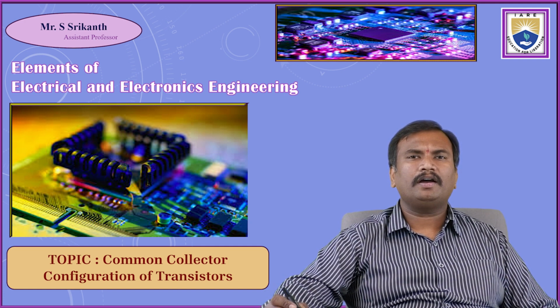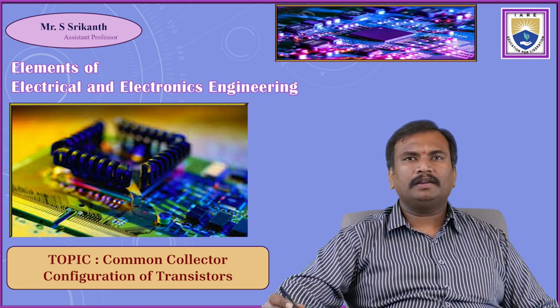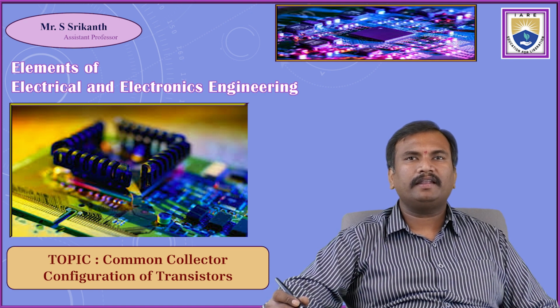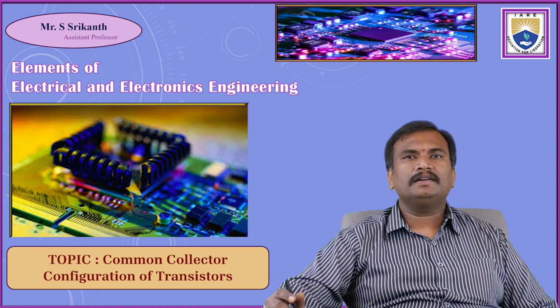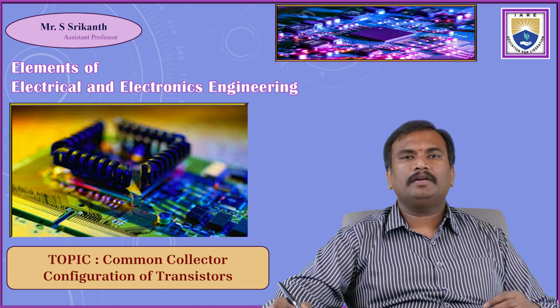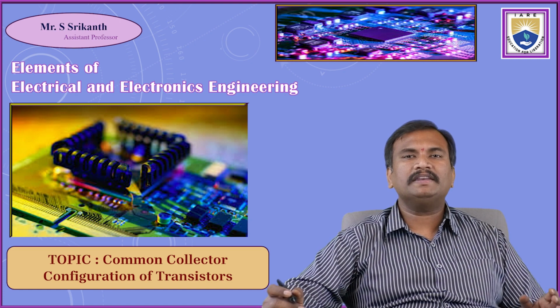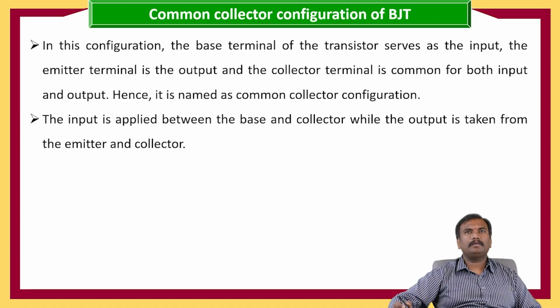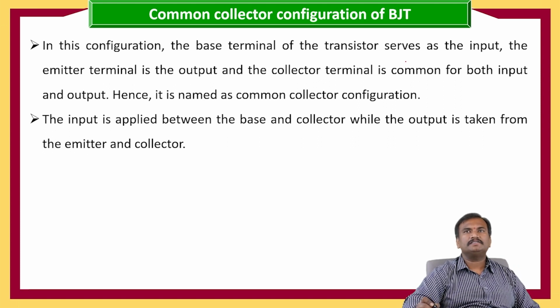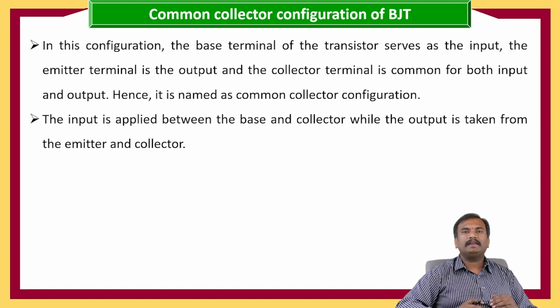In this session, I am going to cover the common collector configuration of transistors. The name itself says that we are making the collector common, by taking input and output as base and emitter. In this configuration, the base terminal of the transistor serves as the input and the emitter terminal serves as the output, by taking the collector as common.